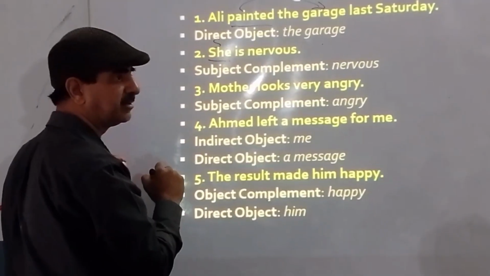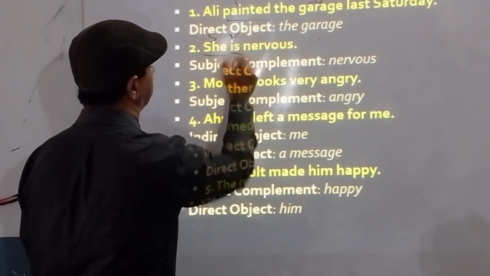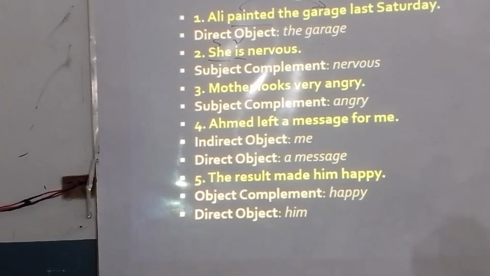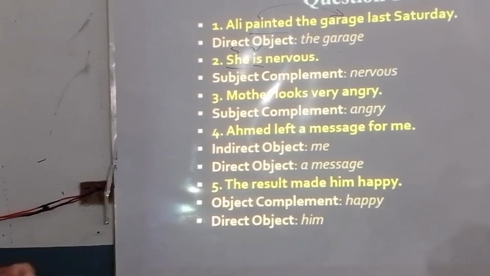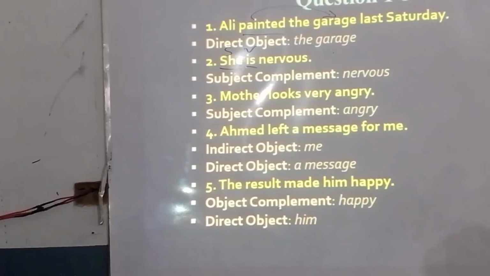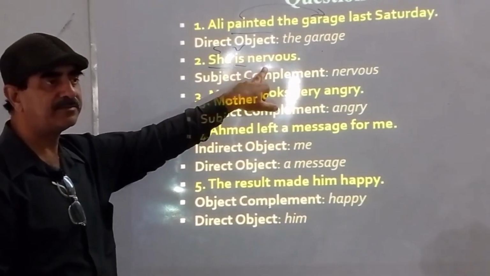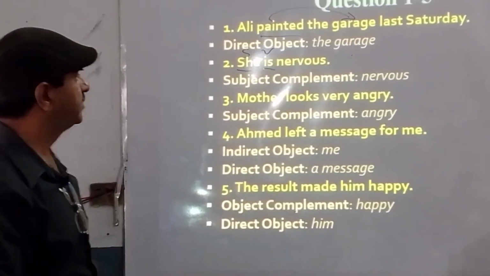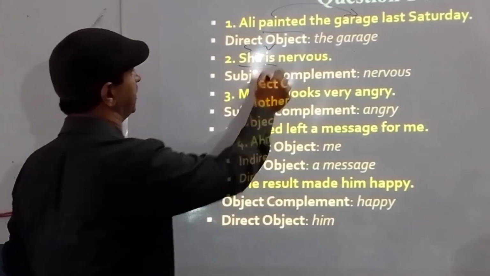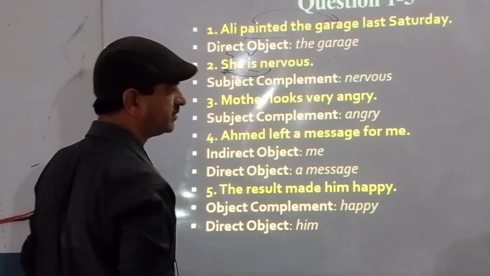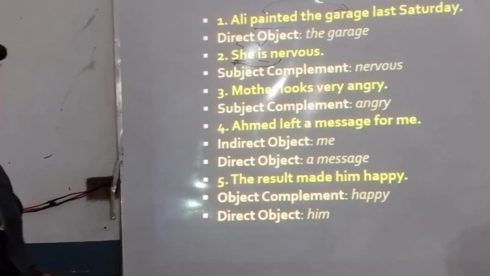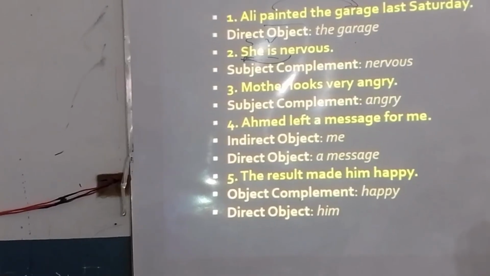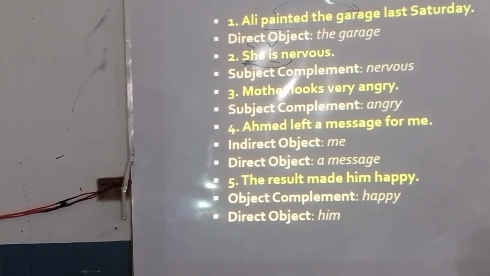But what is the verb? Is. If I say 'she is,' does it complete the sense? No, it does not, until and unless I write nervous. Clear? So nervous is completing the subject she. That's the reason nervous is subject complement.